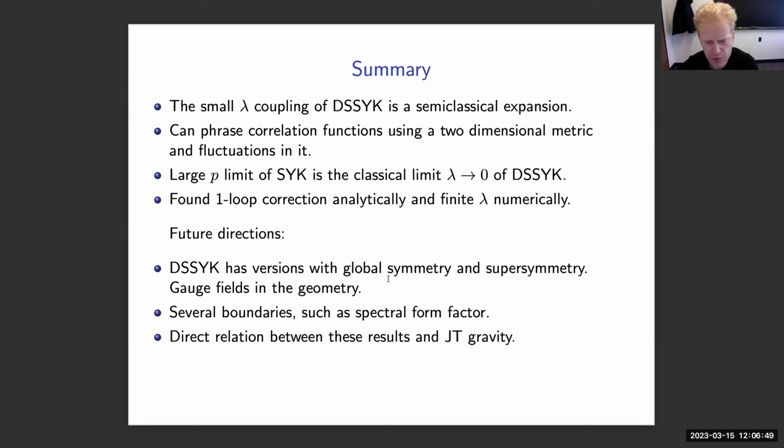And when we have global symmetries, usually we have gauge fields in the bulk. So it will be interesting to see what happens in this description that we had.